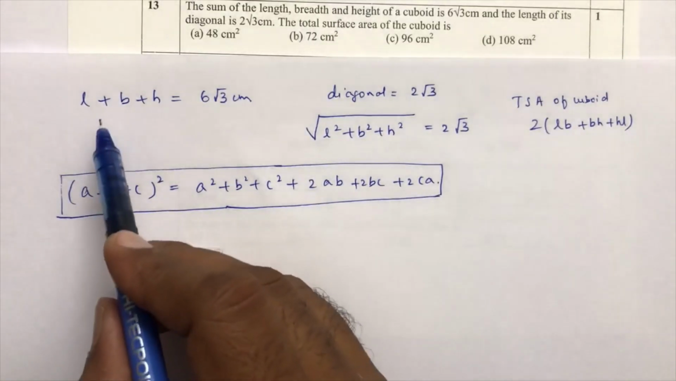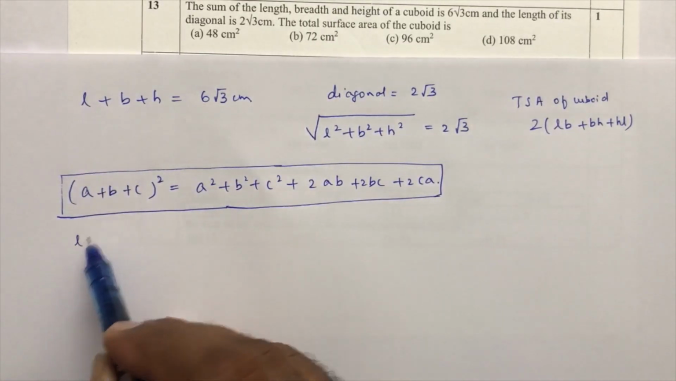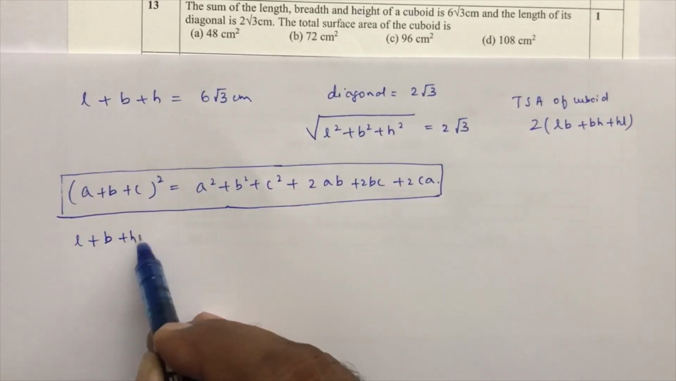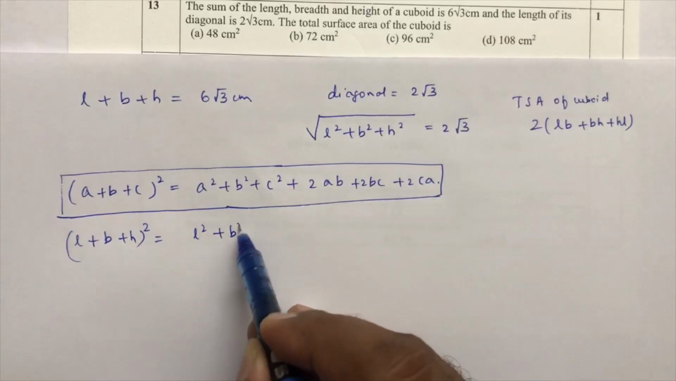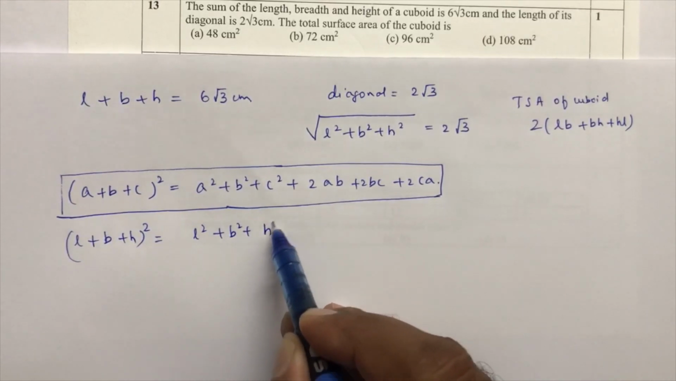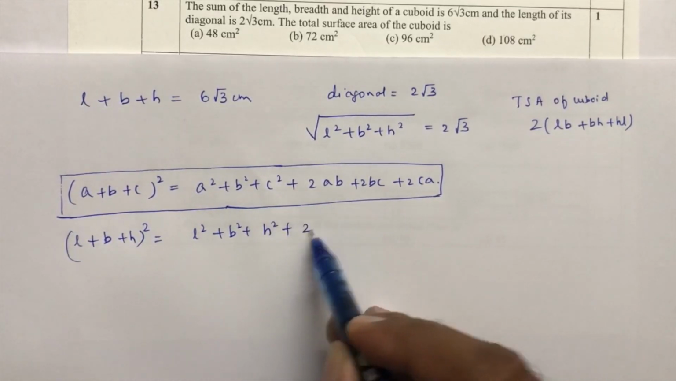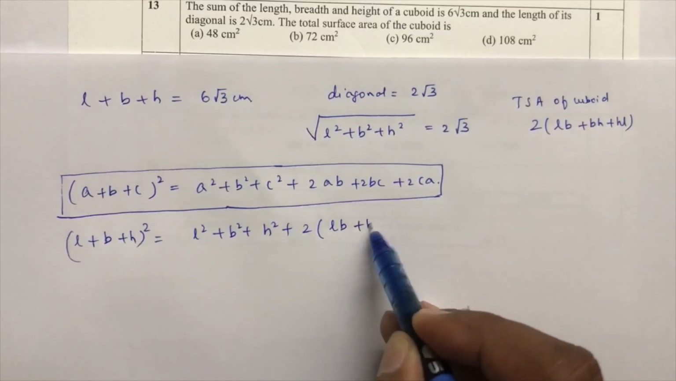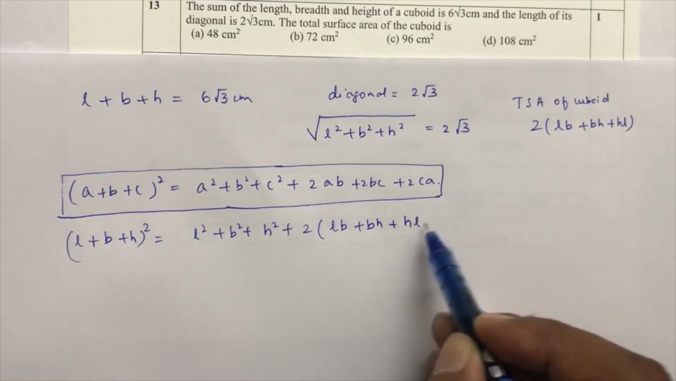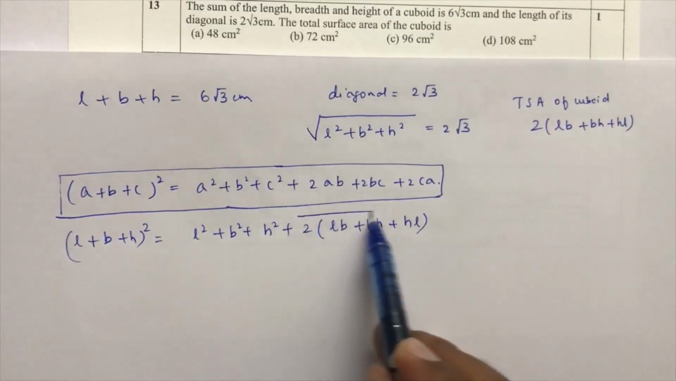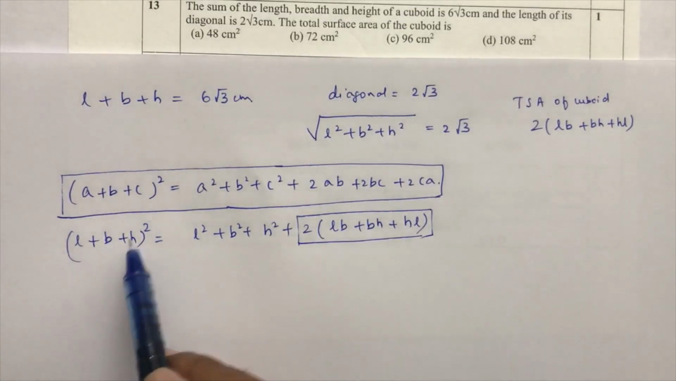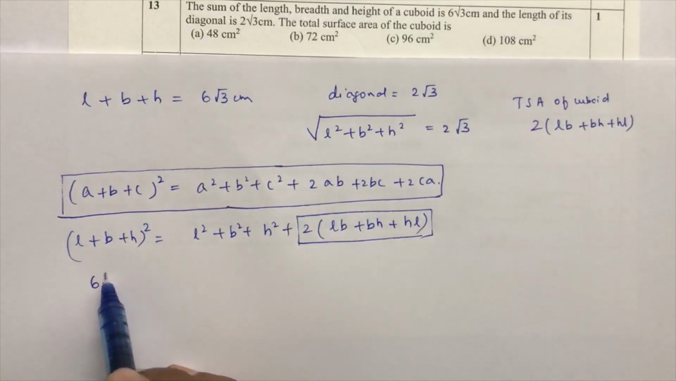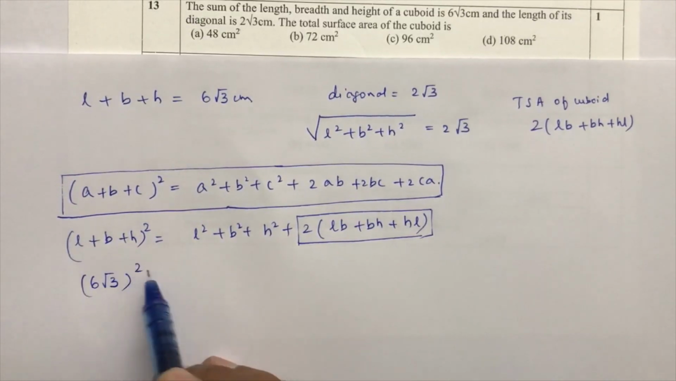So here, in place of (a+b+c) I'll replace with (l+b+h) whole square equals l square plus b square plus h square plus 2 times (lb + bh + hl), which I need to find. This value I need to find. See, already the l+b+h value is here: 6 root 3 whole square.